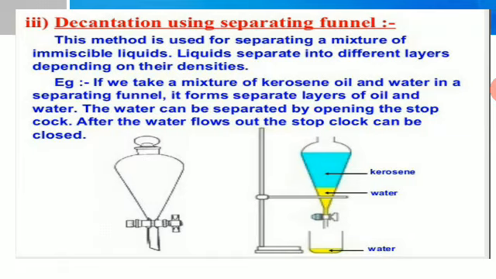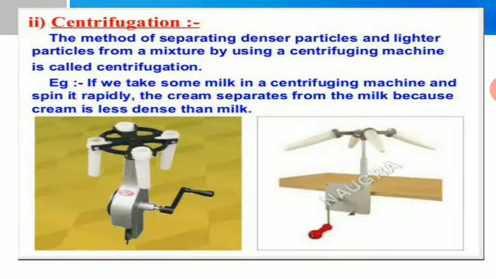The next process is centrifugation. The method of separating denser particles and lighter particles from a mixture by using a centrifuging machine is called centrifugation. If we take some milk in a centrifuging machine and spin it rapidly, the cream separates from the milk because cream is less dense than milk. So it comes up and can be skimmed out and separated from the rest of the mixture.